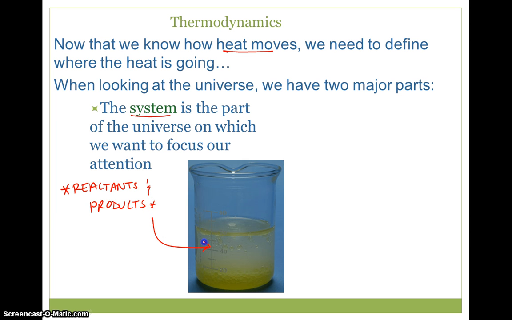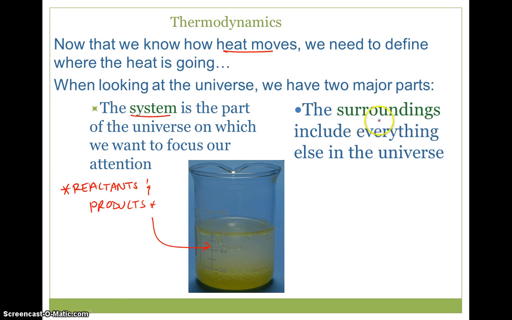So if we were doing a chemical reaction in this beaker, our system would be the reactants and products that we put inside. So that would be what we're focusing our attention on, because we want to know what's happening when we put those two things together in the chemical reaction. Everything else is going to become the surroundings. And by everything else, I mean absolutely everything else. So anything that is not the reactant or the product.